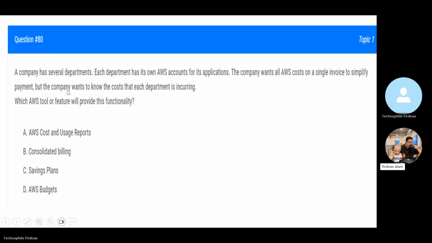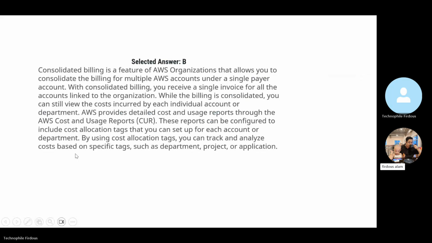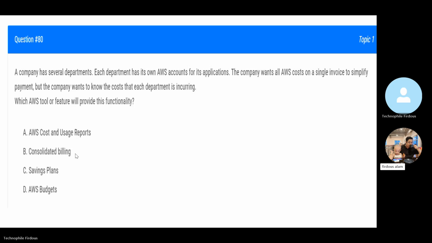So the correct answer for question number 80 would be B, consolidated billing. Okay, so what I will do is show you these options and wait for 15 seconds for your answer. And please do participate so that you can test your knowledge, like whether you can pass your exam or not.